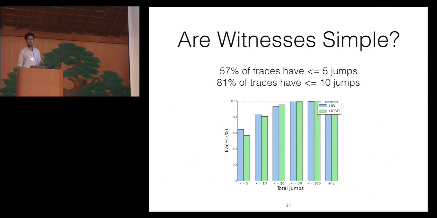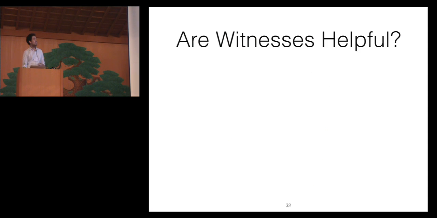Second of all, are the witnesses simple? For this, we examined the jump compressed traces that we produced and looked at the length of the traces. What we found is that almost 60% of them have 5 or fewer jumps, and just over 80% have 10 or fewer jumps. This is in the range of what might reasonably fit on a screen and give you a reasonable first overview of the execution, at which point you can then take individual steps to look at specific details.